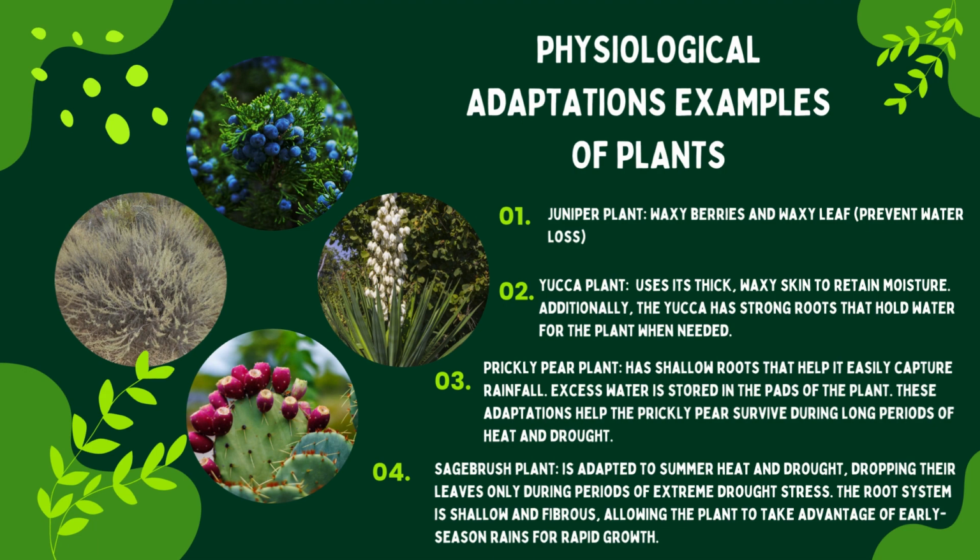Number three, the prickly pear plant. The prickly pear plant has swollen roots that help it easily capture rainfall. Excess water is stored in the pads of the plant. These adaptations help the prickly pear survive during long periods of heat and drought. And number four is the sage bush plant. It is adapted to summer heat and drought, dropping its leaves only during periods of extreme drought stress. The root system is shallow and fibrous, allowing the plant to take advantage of early season rains and rapid growth.